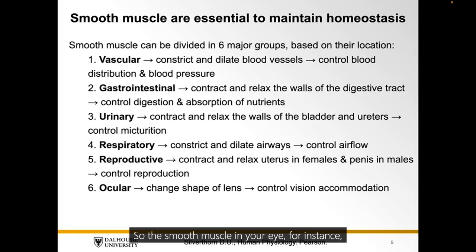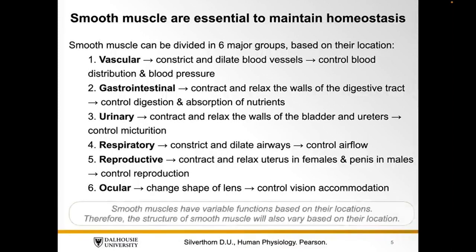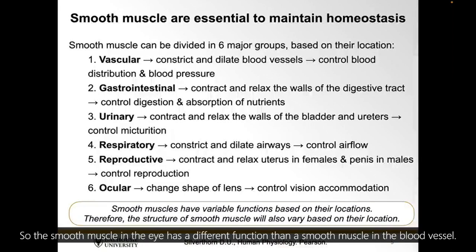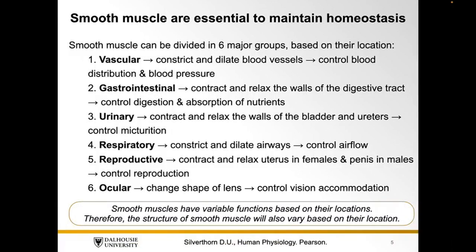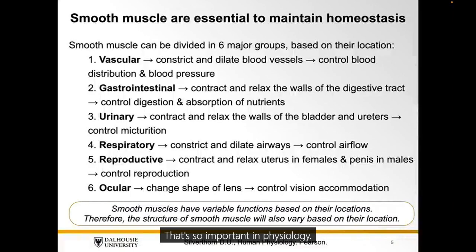So the smooth muscle in your eye, for instance, that controls the shape of the lens, needs to have different characteristics than the smooth muscle in your blood vessel that controls blood pressure. So because smooth muscles have different functions based on where they are, their structure will also vary based on their location. So the smooth muscle in the eye has a different function than the smooth muscle in the blood vessel. That means that these two cells will also have different structures. And that's our concept of structure matches function that's so important in physiology.